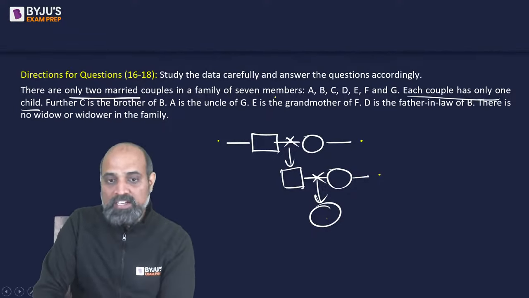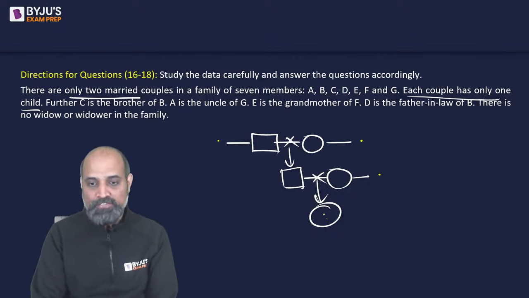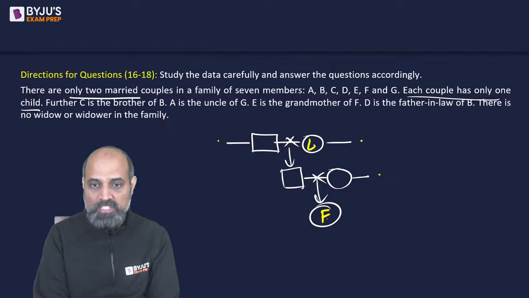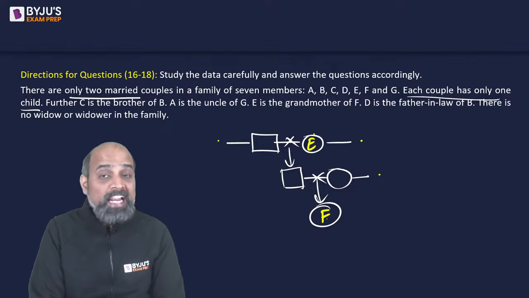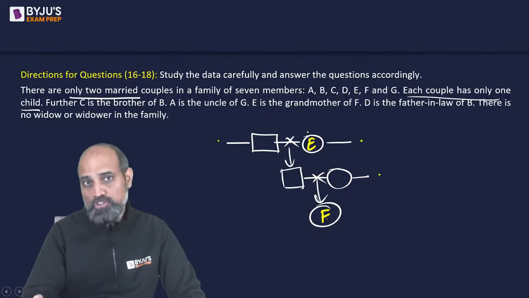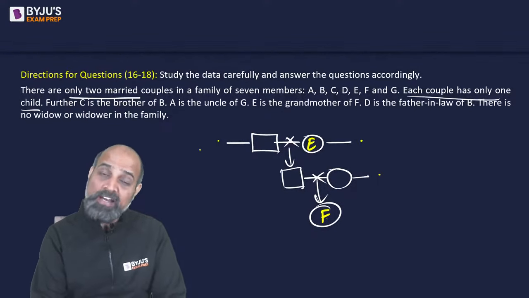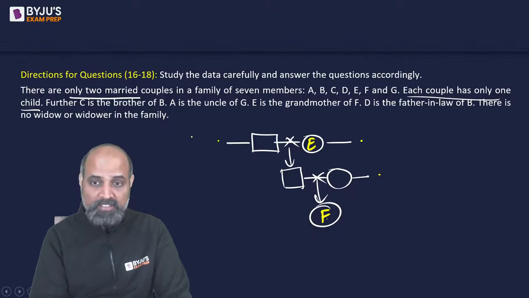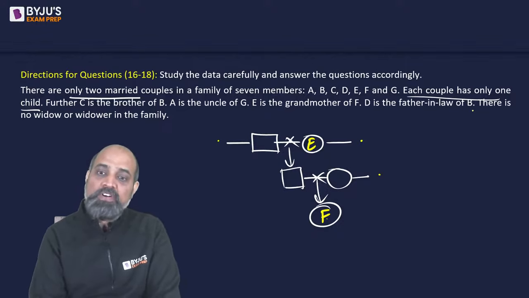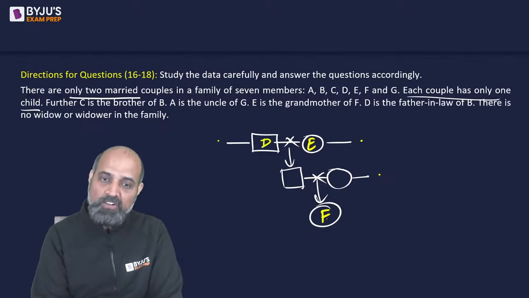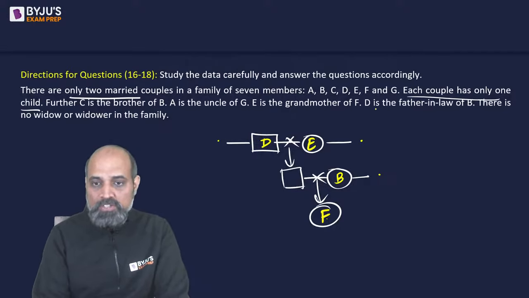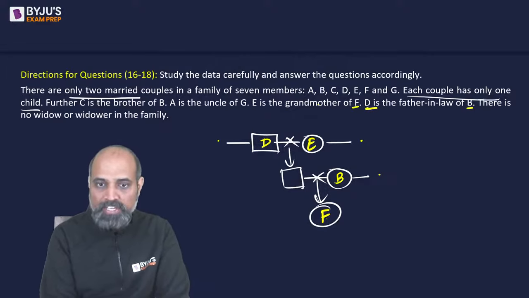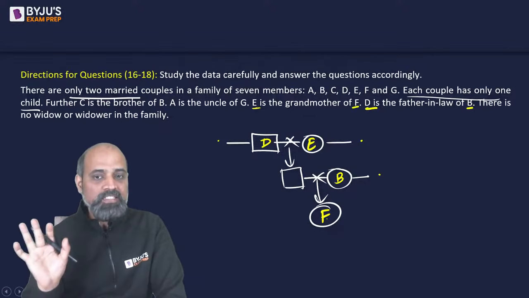Okay, ये थोड़ा आसान हो जाएगा. E is the grandmother of F. So this is F and E is the grandmother. So this is going to be E. Or maybe mom, grandmother's sister can also be E. ठीक है? And grandfather's sister is also going to be called as grandmother. Next it says D is the father-in-law of B. So the father-in-law is only this possibility, right? ठीक है? So we have 1, 2, 3, 4. चार लेटर्स लिख दिए हैं.